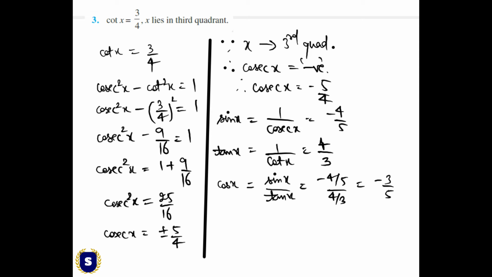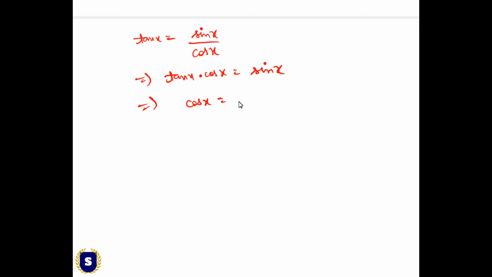So let me tell you first how we got this value, cos x is equal to sin x upon tan x. We know that tan x is equal to sin x upon cos x. This implies tan x into cos x is equal to sin x. This implies keeping cos x on the left hand side and taking tan x to the right hand side, we'll get sin x upon tan x.